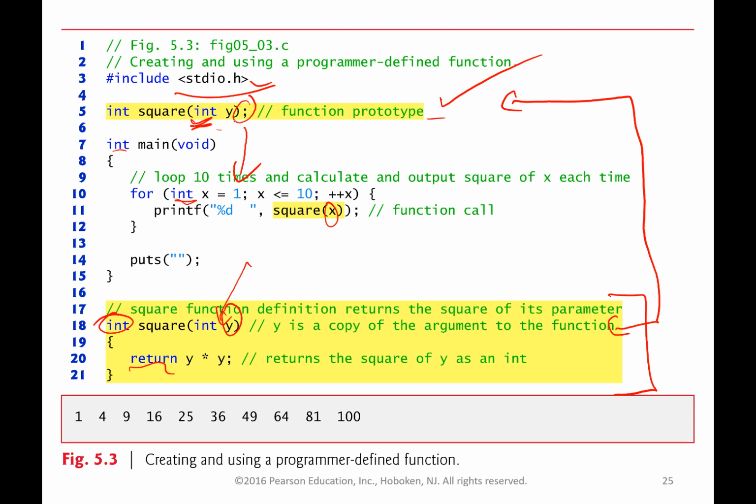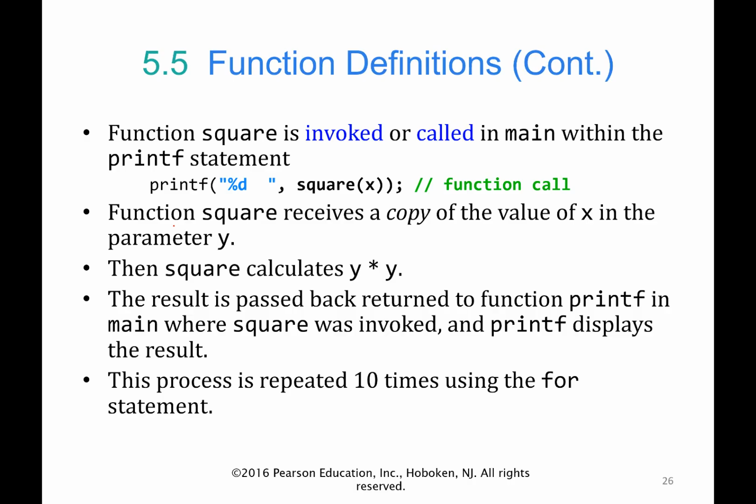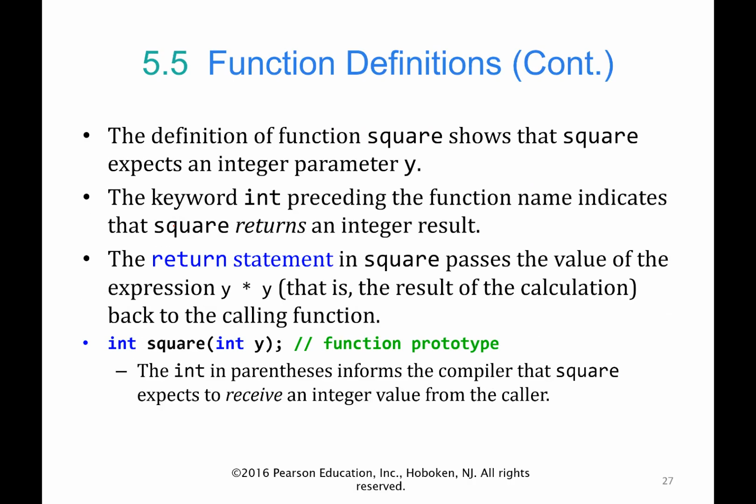So this is a very simple function, and we're going to go through and print the square of x 10 times. So we're calling printf and then we're calling square. And again, printf is also a function call, as I mentioned earlier. This kind of just repeats the same stuff that I talked about earlier, that the return passes the value of what the function has calculated.